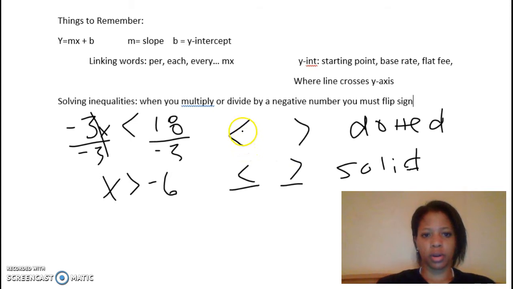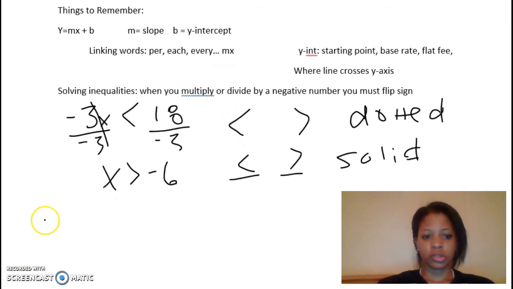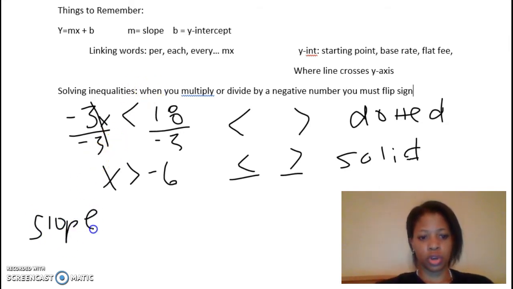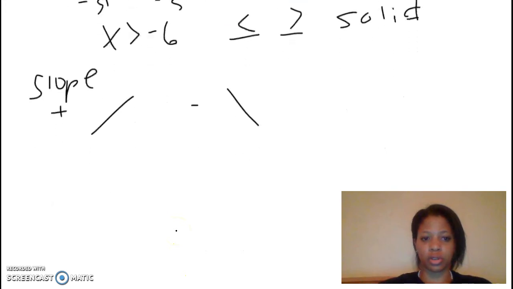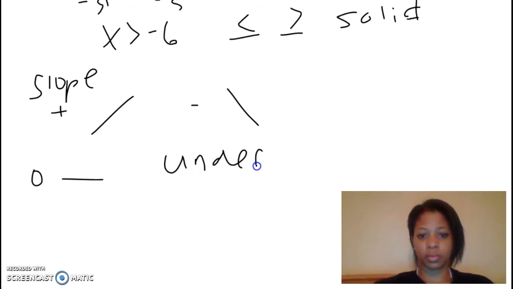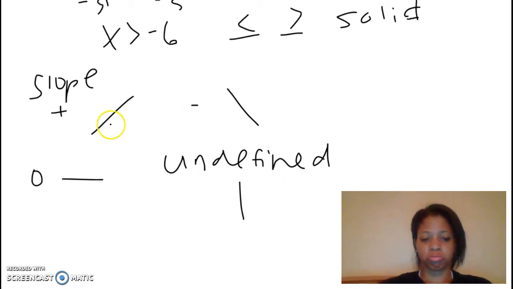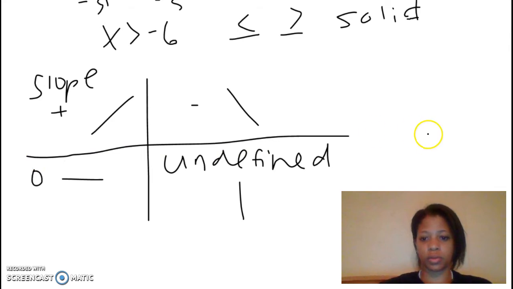Something else to remember is when we're talking about slope. A positive slope goes up and a negative slope goes down. If our slope equals 0, that would be a straight, horizontal line. And if we have what's called an undefined slope, that would be a vertical line. So there are 4 different types of slopes.